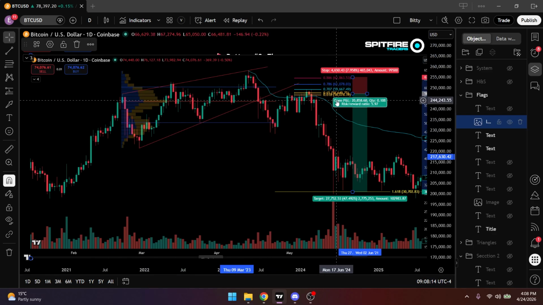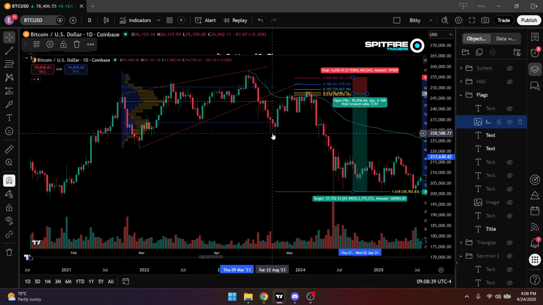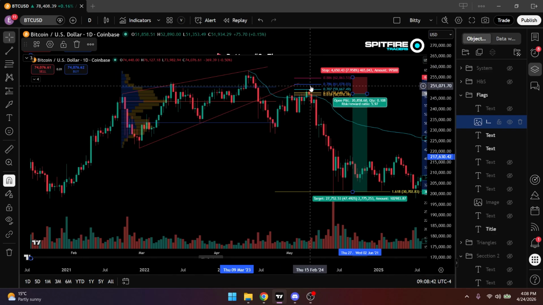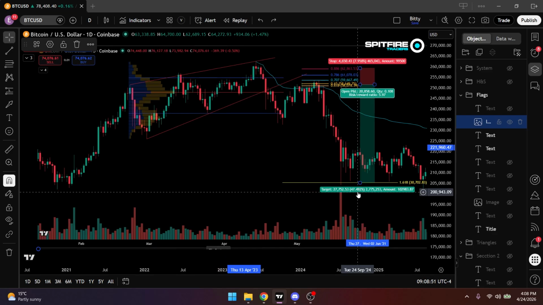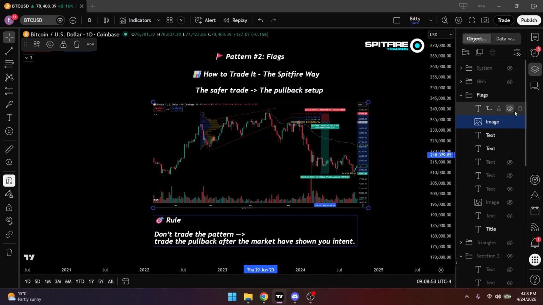If you want to have a tighter risk reward, you can go on a lower time frame and find a lower time frame market structure break and get an even tighter risk reward by entering on a 5 or 15 minute market structure break and having the stop loss above the last high. From here, looking for lower targets, we use a Fib extension from the high to the low that broke the market structure and to the high of the pullback, and we get a perfect 1.618 take profit target. So my rule for flags is don't trade the pattern. Trade the pullback after the market has shown you intent.